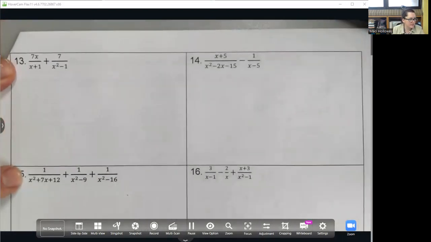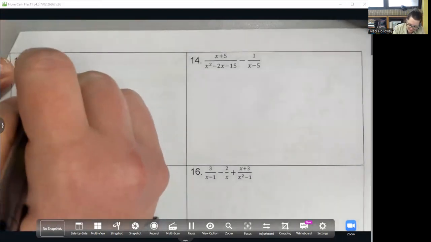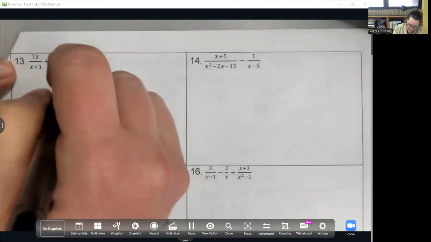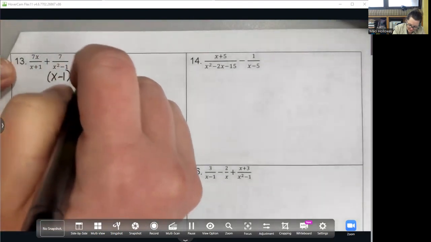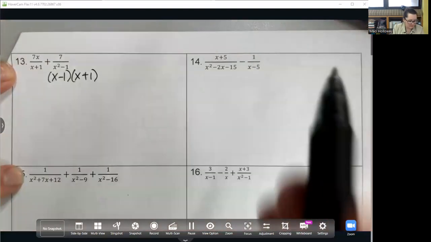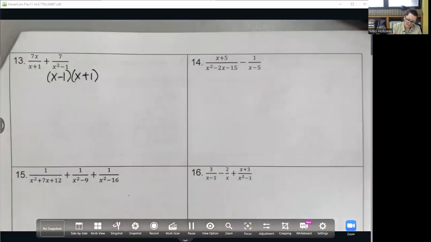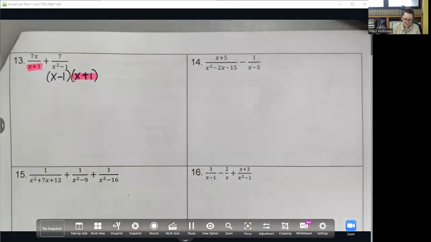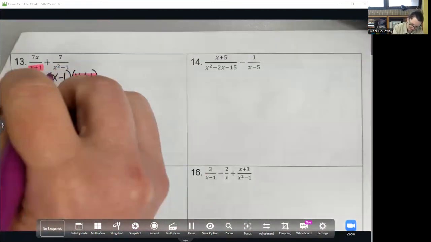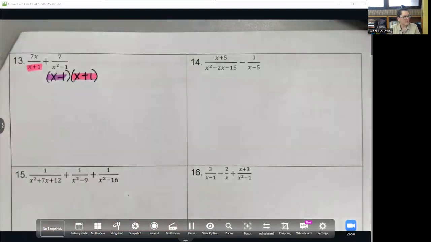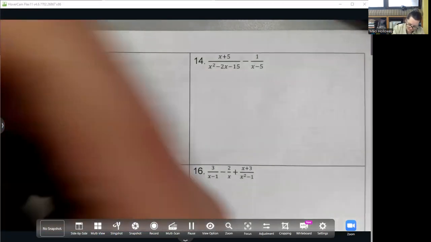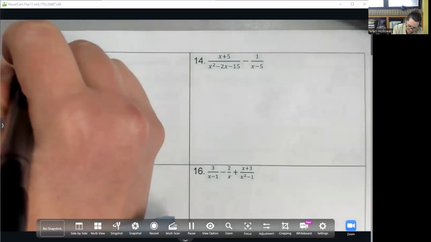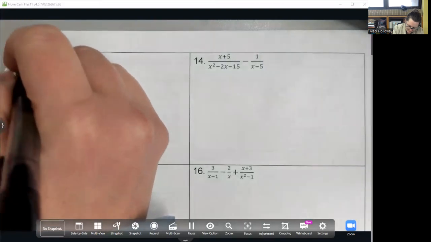Next one is this one. So I'm going to factor first. This is my first one that I can factor. It's x minus 1 and x plus 1. So I'm going to use my highlighters here. Those are pink. And here's a purple one. So it looks like my first guy needs the purple one, which is x minus 1. So I need to multiply this one by x minus 1.